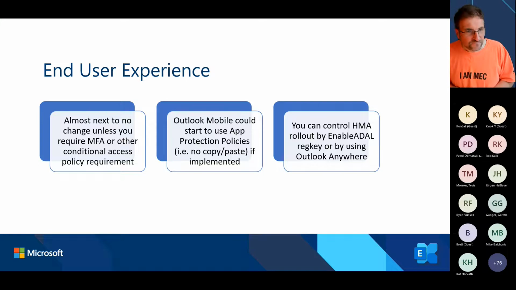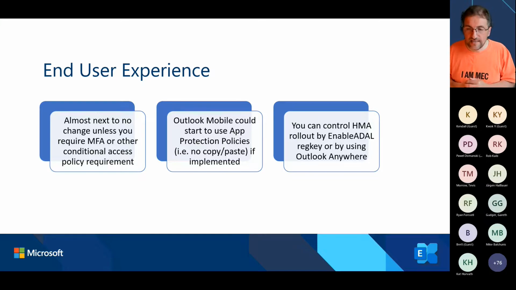Right, okay. So we've done the first two. If you can see the slide, it says can control hybrid Modern Auth rollout by the enable ADAL registry key. So we talked earlier about how if I'm running Outlook Anywhere, hybrid Modern Auth won't work, and I can use Outlook Anywhere as a way to control the rollout. So I turn on hybrid Modern Auth, and then I move people to MAPI over HTTP bit by bit. So as a way of piloting it rather than turning it on big bang for everybody all at once.